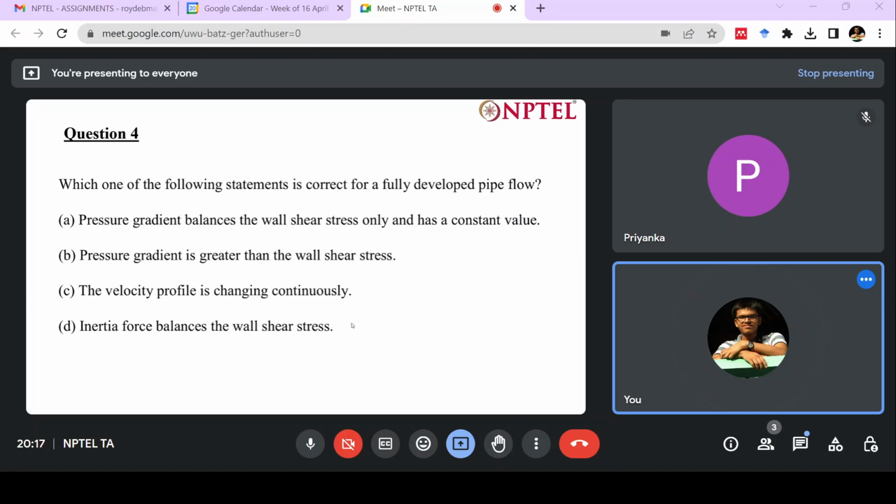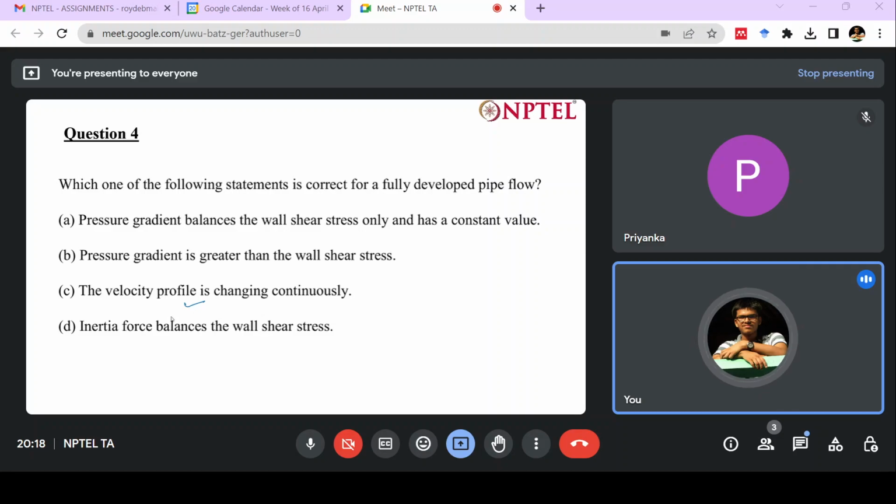So for a pipe with uniform cross-sectional area, the pressure gradient only balances the wall stress at each and every x. And since the cross-sectional area is same, this pressure gradient will be the same. This won't vary. So your velocity profile is constant. This won't change. Inertia forces balance the wall shear stress? So inertia force is not there. We already saw that inertia force is not there. Only pressure gradient force is there and wall shear stress is there.